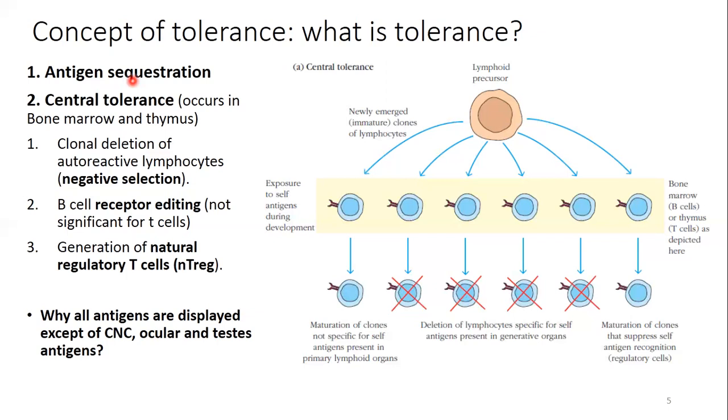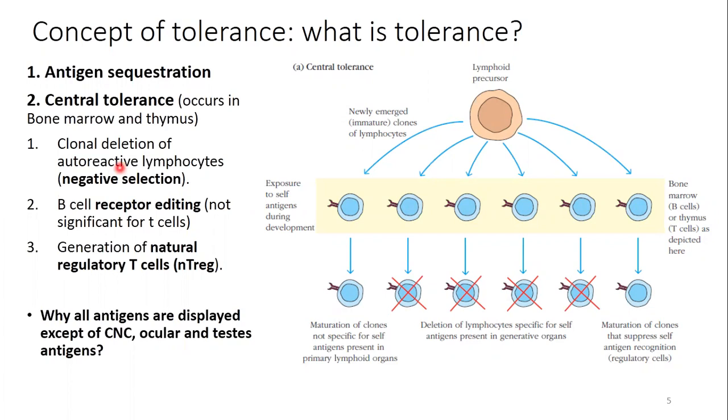The second pathway for providing tolerance is central tolerance. In central tolerance, three processes happen: clonal deletion of autoreactive lymphocytes, which is called negative selection; B cell receptor editing, a very special process for B cells, though some evidence says it also exists for T cells, but it is not significant, and not many papers indicate that; and generation of natural regulatory T cells.